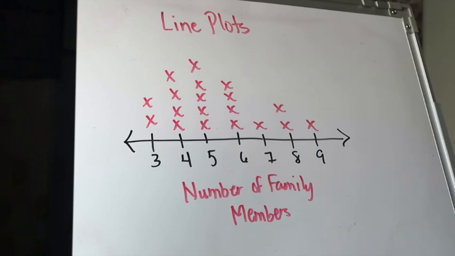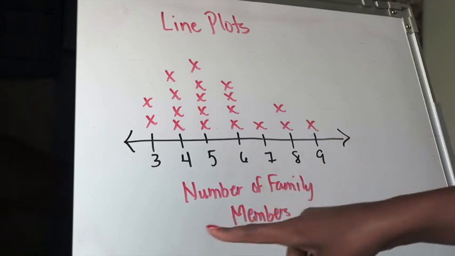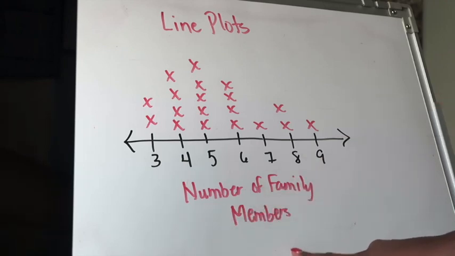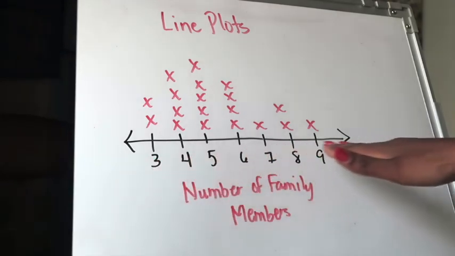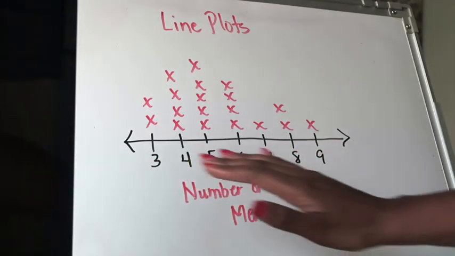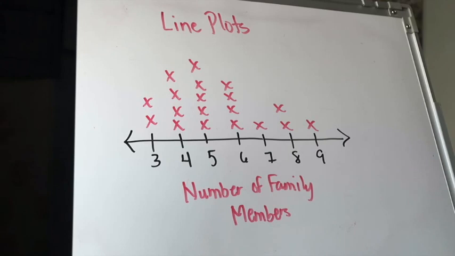All right, here we have our final type of graph. This is called a line plot. Notice, just like the other graphs, you definitely need to have a title for your line plot. This line plot is telling you the number of family members people have in their family. Aside from the title, you're going to have one horizontal number line. The numbers on your number line represent the types of data that you collected.